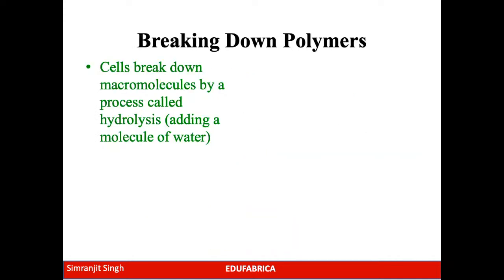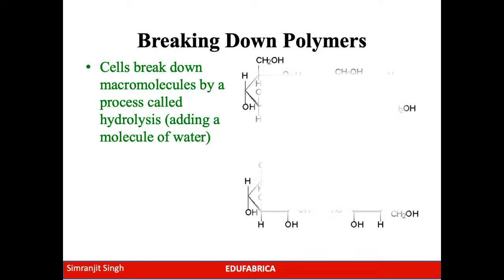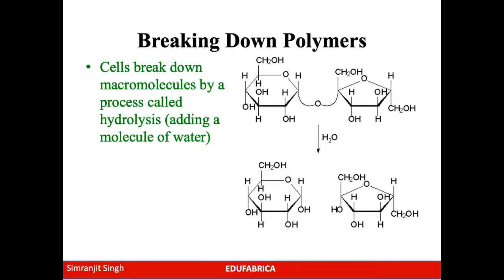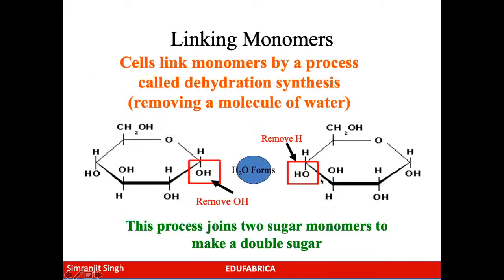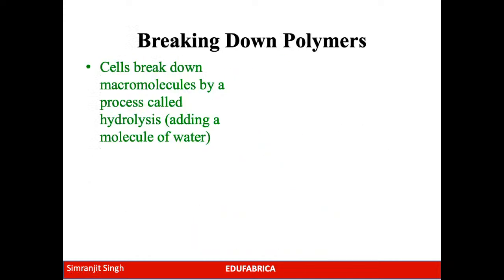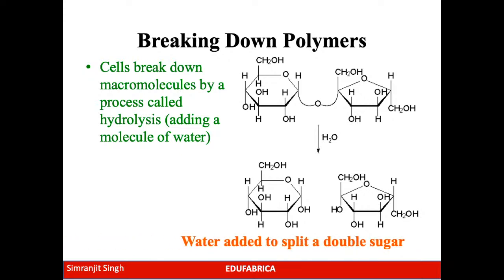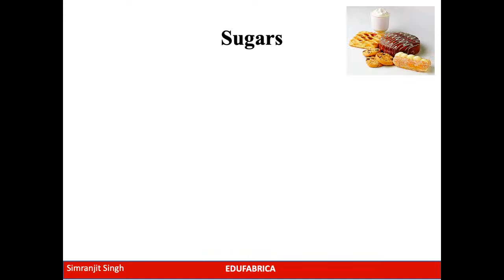Now, the breaking down of polymers. The cell breaks down macromolecules by the process of hydrolysis, by the addition of water. If two molecules are joined together, you can separate them by adding water. It's a reversible reaction of what we did in linking and breaking. So water is added to split a double sugar.